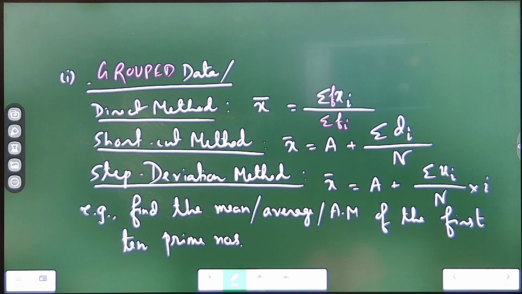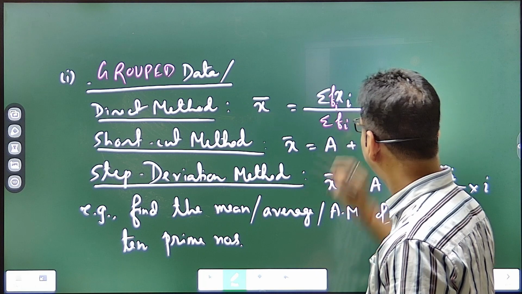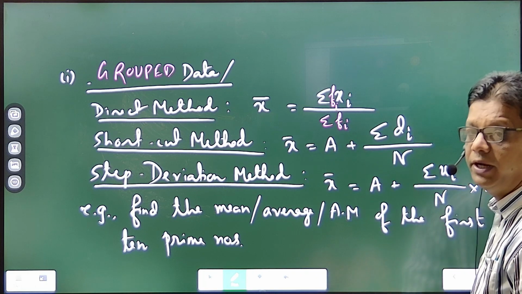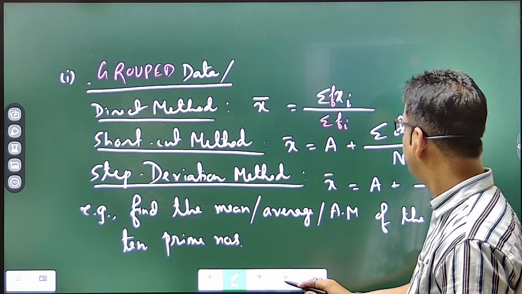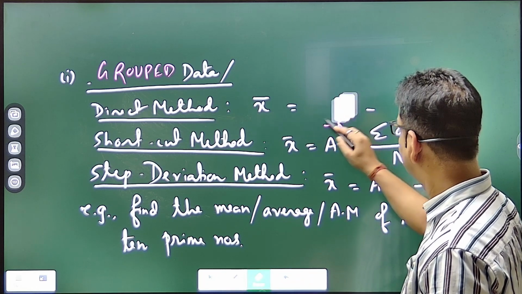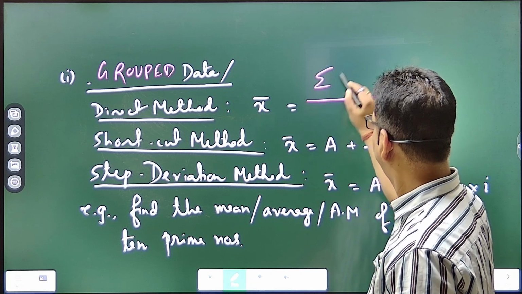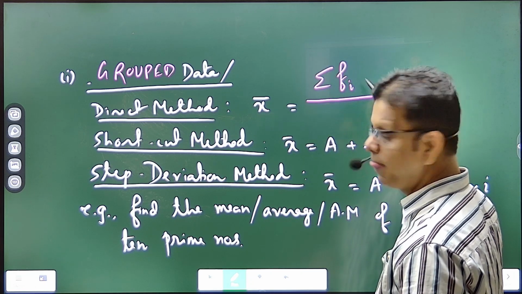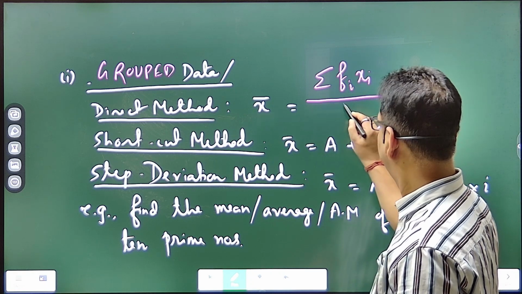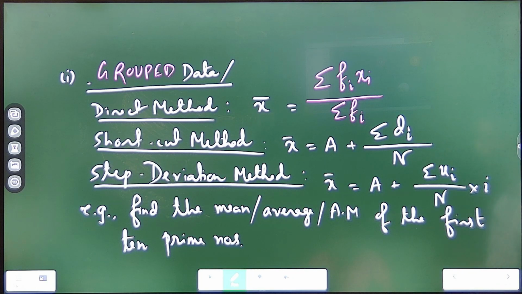Summation of f xi by summation of fi. Okay, the frequency will come. Here, look at this. We can put fi, or we can simply write f also. I am preferring to write fi. I think it is not very clear on the board, so I'm writing again. It's like summation of fi xi divided by summation of fi. In your module, it is written f, but for me, we prefer writing fi.